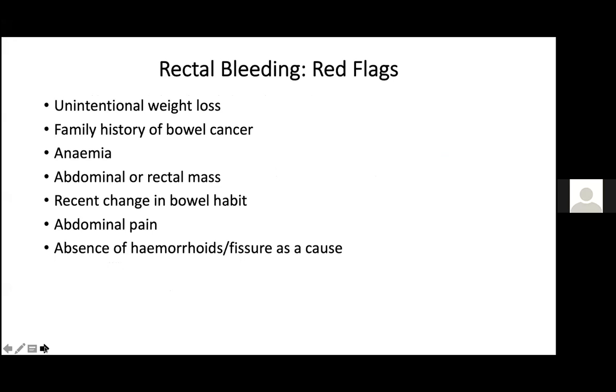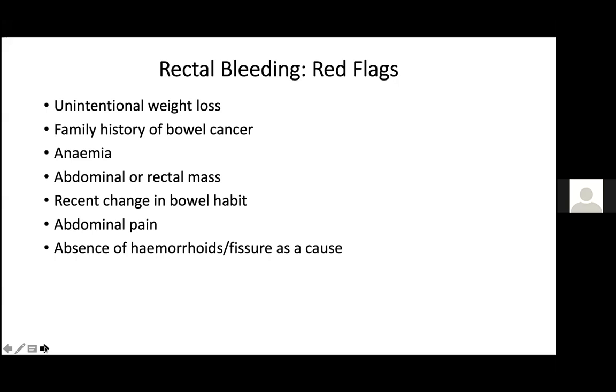And what are those red flag features? So it's easy to jump to, oh my gosh, rectal bleeding, 2-week wait referral, but let's be logical and consider what are the red flags. So obvious things like unintentional weight loss, anemia, if you felt a mass, a rectal mass or an abdominal mass, if there's a change in bowel habit, and if there's no obvious cause for the bleeding.